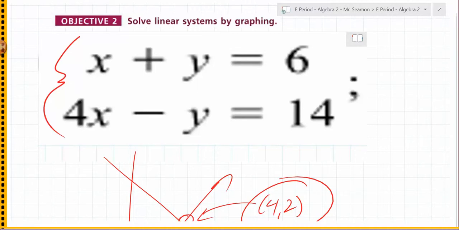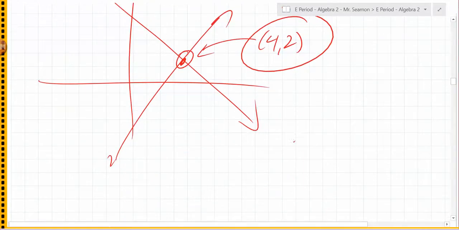How pretty are your pictures? So pretty. Are they always perfect? No. They're not always perfect. For example, could the intersection be some weird fraction? Yeah. And is that going to be easy or hard to figure out on an intersection value? Like if the answer was 1 1/7, comma 16/19ths, would that be easy or hard to see on your graph? Hard. So one limitation to graphing, it is not exact.